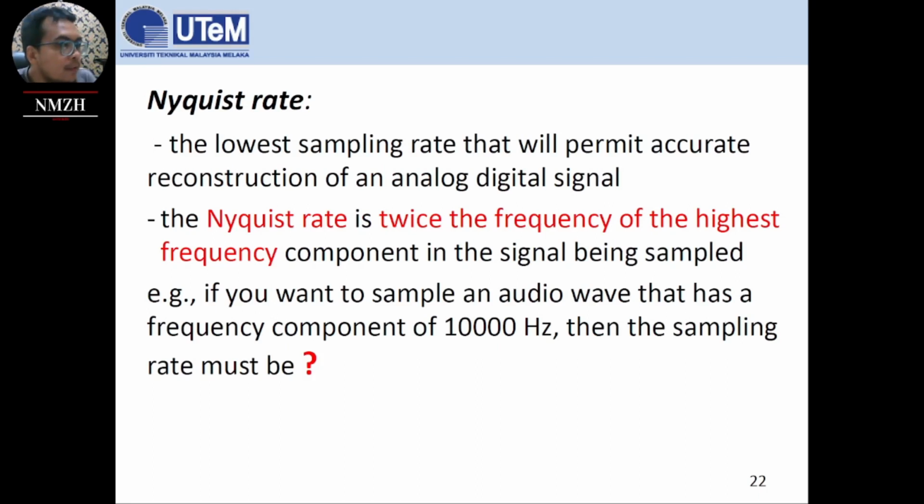Okay, right. So the Nyquist rate is the lowest sampling rate that will permit accurate reconstruction of an analog signal from a digital signal. The Nyquist rate is twice the frequency of the highest frequency component in the signal being sampled. If you wanted to sample an audio wave that has a frequency component of 10,000 hertz, what is the sampling rate, guys? What is the sampling rate?